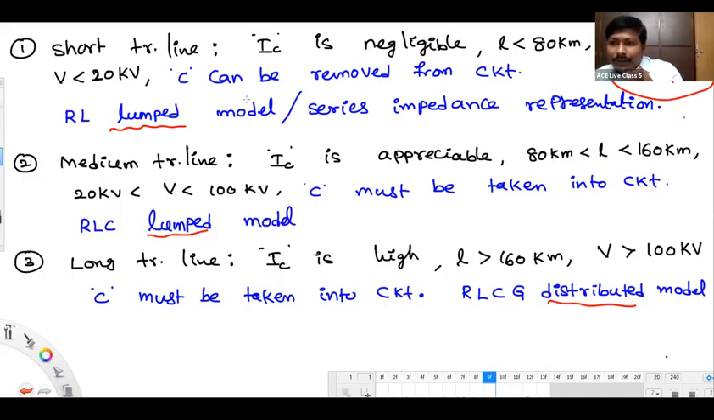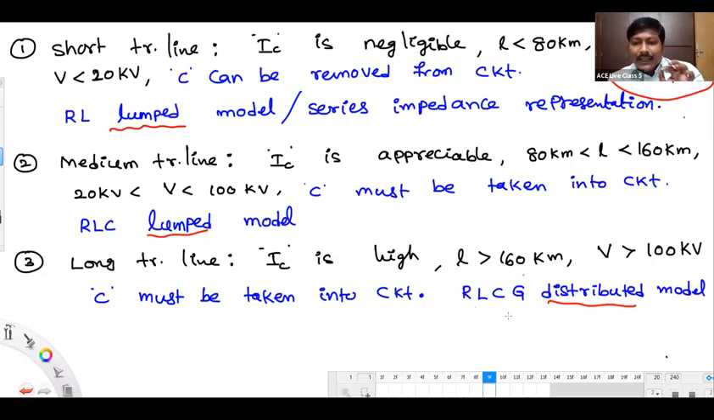Okay. Can we do the analysis of a 50 kilometer length of line by using the RLC lumped model? Steady state. Yes or no? Yes, you can do it. There is no mistake in that, right? Your analysis will be even more perfect. Maybe laborious, that's okay. But still, you can go with the RLC lumped model. There is no mistake in that.